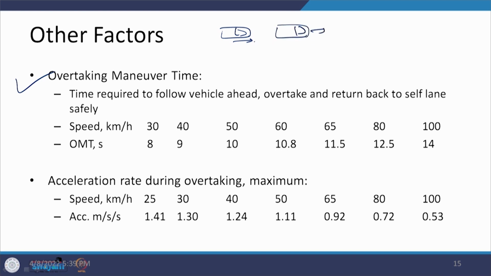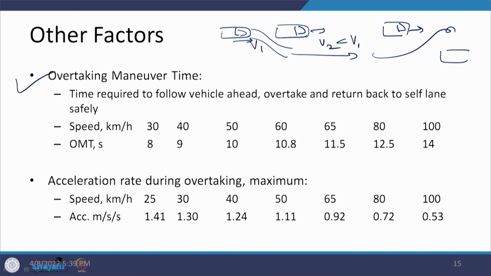There is another vehicle which is moving at a speed V2, which is going to be less than V1, and then you are interested to cross this vehicle, go in this direction and then come back to your own lane. At the same time, there is going to be a vehicle coming from the other direction, maybe at some speed V. So, when you started following the vehicle, overtaking and coming to this one, following is also going to be there, because you have to see whether the opportunity for overtaking is there or not. All of these things taken together is what is an overtaking maneuver time.